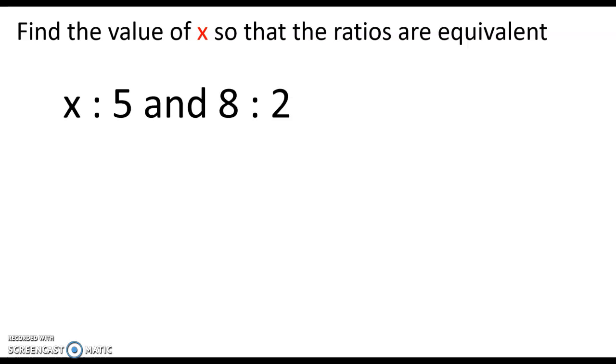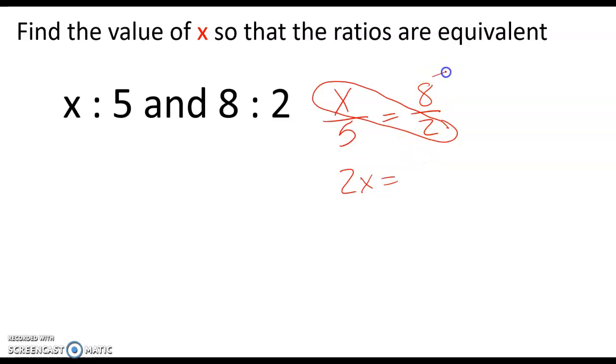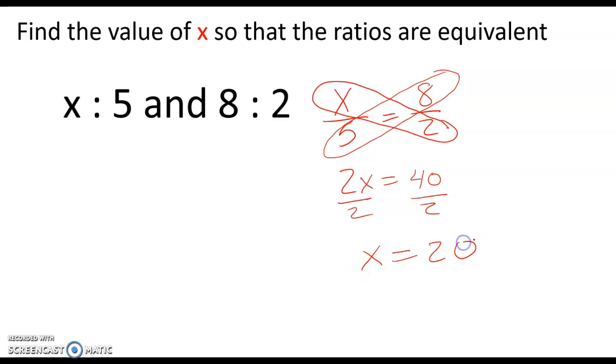Okay, next one, x over 5 equals 8 over 2. So we do our cross product. x times 2 is 2x. 8 times 5, that one is 40. Then we divide by 2, and we get x equals 20. All right, go ahead and turn the page.